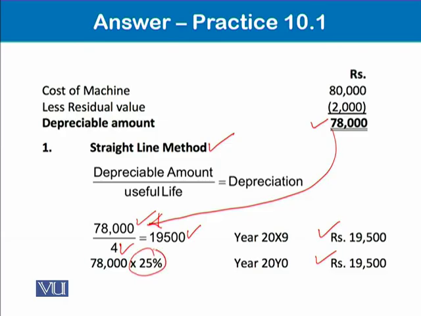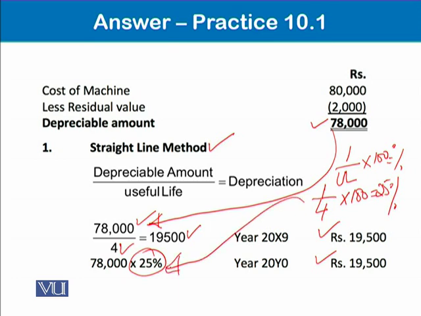We can calculate this 25% as well. So the formula for calculating depreciation rate is 1 divided by useful life times 100. So 1 divided by useful life, which is 4, times 100 gives you 25%. So this is how we calculate the percentage.